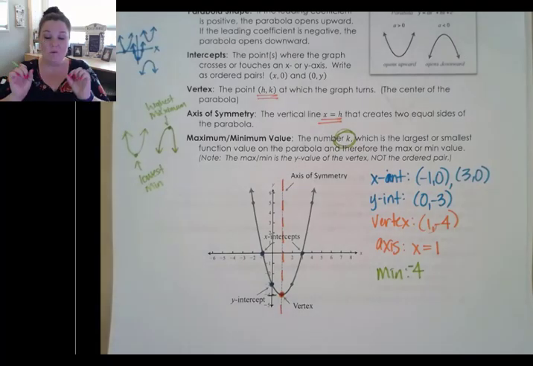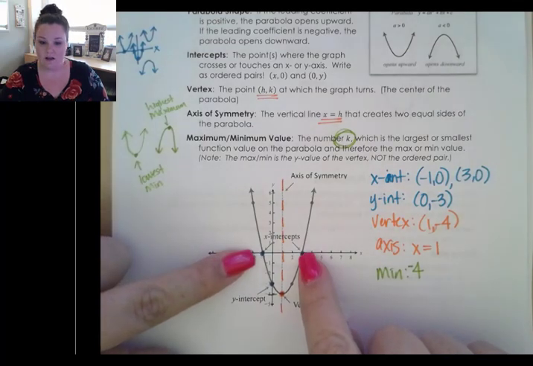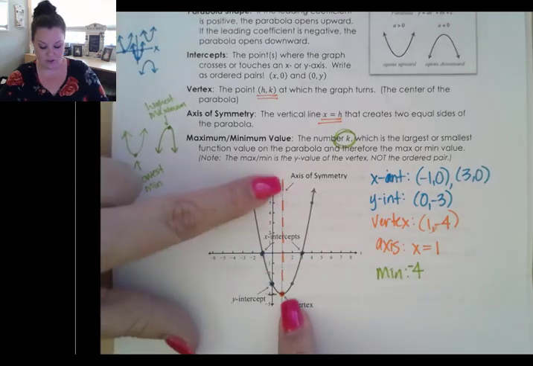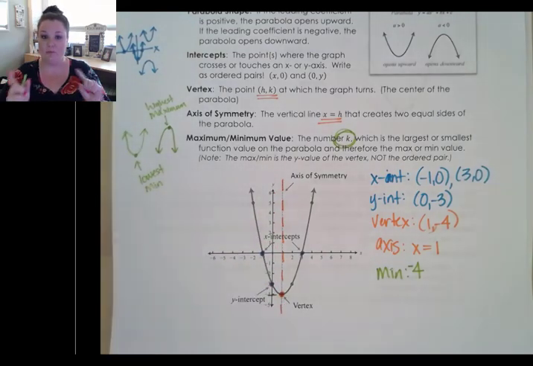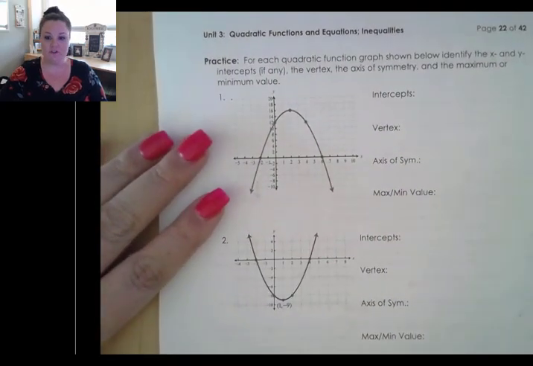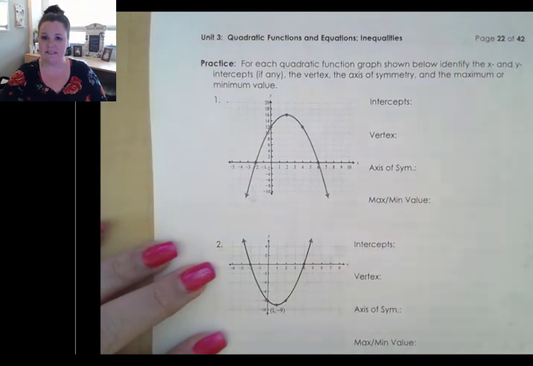All right, so I want y'all to practice this concept of identifying where the intercepts are, and then the vertex point, and then from the vertex point you should know the axis of symmetry and your max or min value. So on the next page here, there's two for y'all to try, and I have it all written out, so you just list the answers.